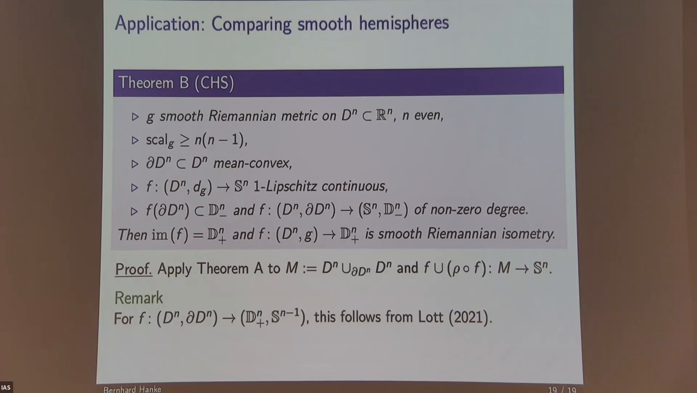And theorem A says that this map must be a metric isometry. Then we can restrict this map to the original domain Dn. It's a metric isometry, but here we have a smooth Riemannian metric. And now we use the theorem of Myers and Steenrod: if you have two smooth Riemannian manifolds and a metric isometry between them, this must be a smooth Riemannian isometry.